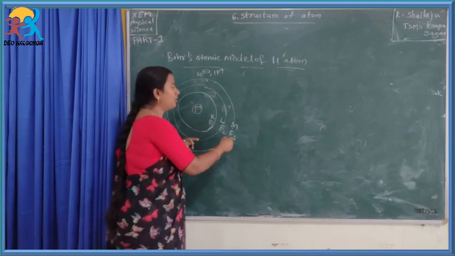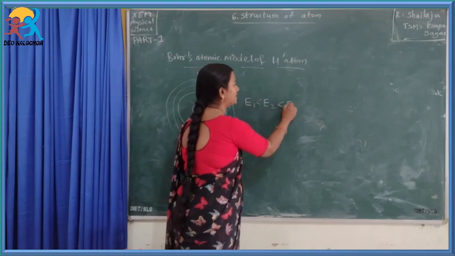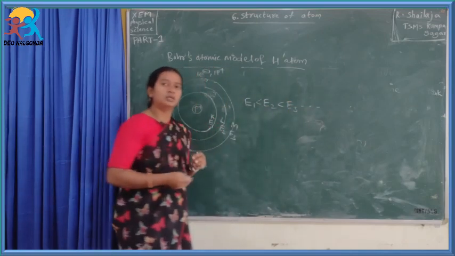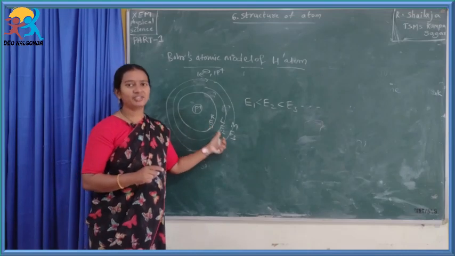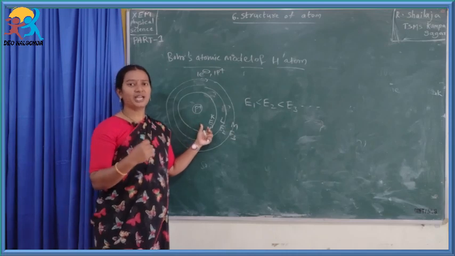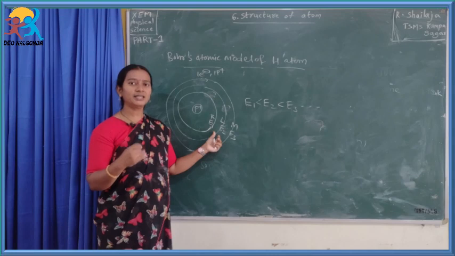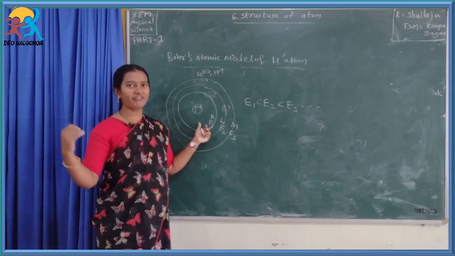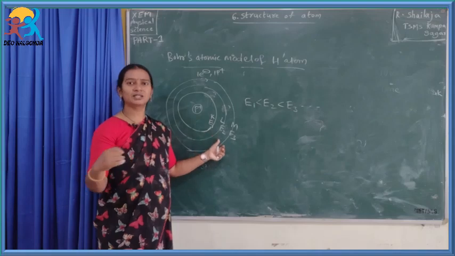So E1 is less than E2, E2 is less than E3, and so on. The shell which is near to the nucleus has less energy, and the shell which is far from the nucleus has more energy. E1 is the first shell energy, E2 is the second shell energy, E3 is the third shell energy. As the electron moves away from the nucleus, it has more energy.